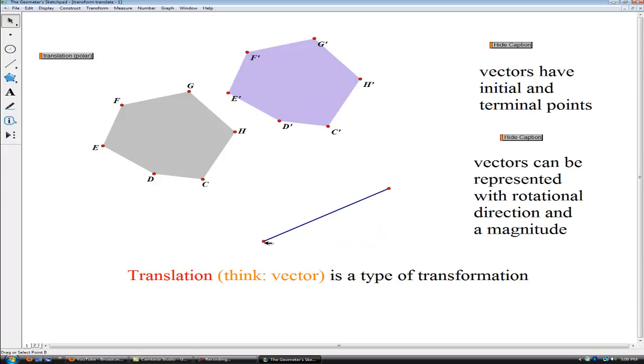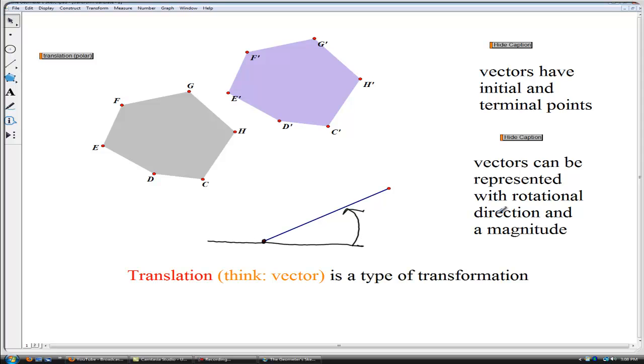So when we talk about our translation vector, if we're looking at it in a polar way, what we want to do is think of this as a rotational direction. That means maybe we go some number of degrees from 0. So this is where we would start at 0 degrees, and then this would determine our rotational direction. The word magnitude is asking how long is the vector, or how far from C to C prime will we go.